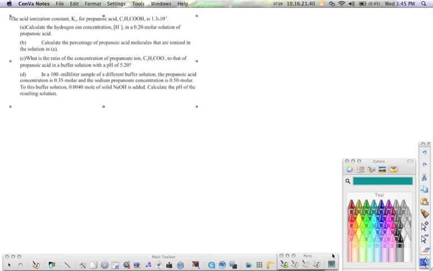So the first one says, you've got the ionization constant, Ka, for propanoic acid, right there, is 1.3 times 10 to the negative 5. I'm going to write that out because I know that's kind of hard to read. 1.3 times 10 to the negative 5. Calculate the hydrogen ion concentration in a 0.2 molar solution of propanoic acid.